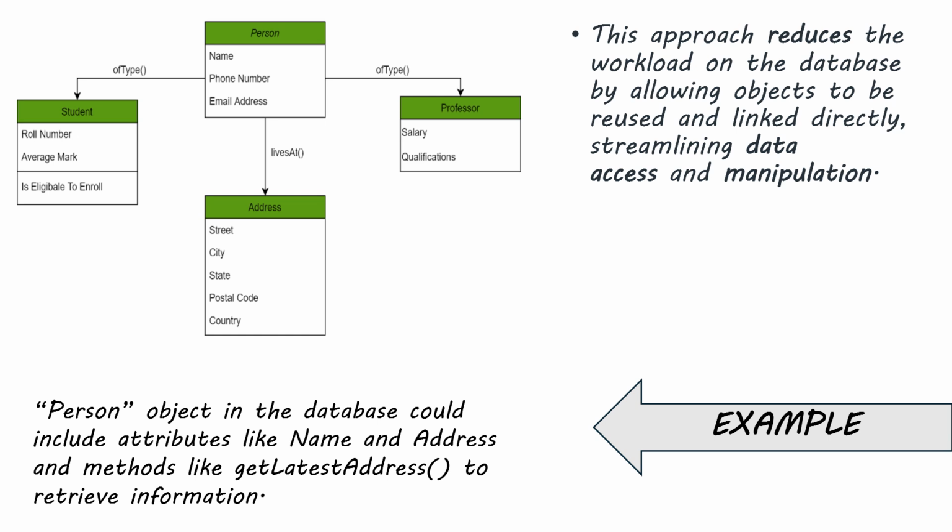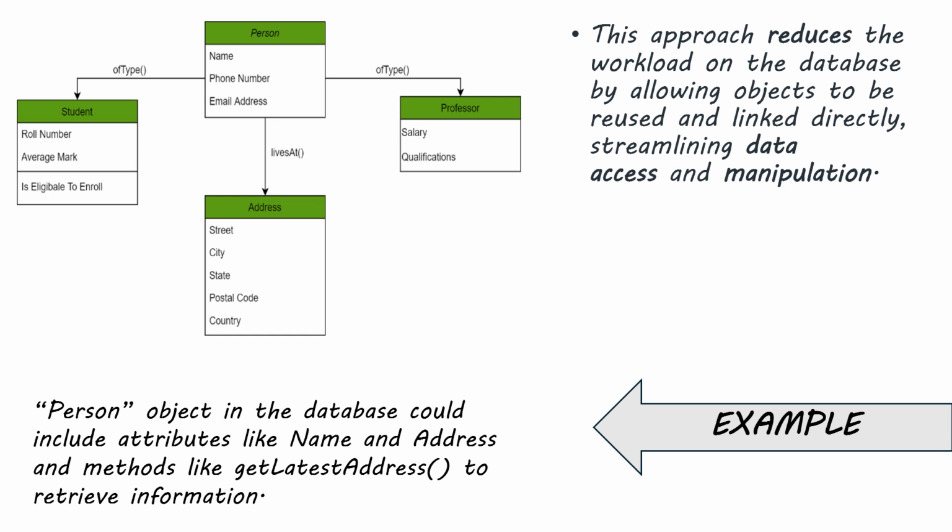So here you can see person, student, professor, address. Under each of the attributes you have subdivisions available. These objects will have attributes, that is data, and functions. The functions you can see: type, lives at, of type. So they can be referred to, and the data can also be manipulated.